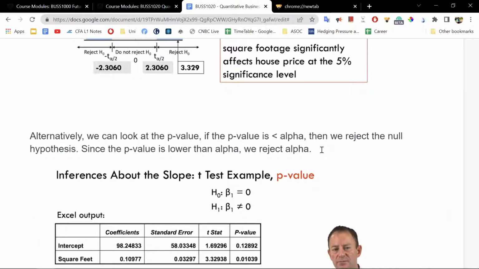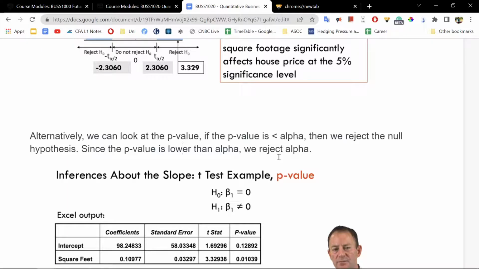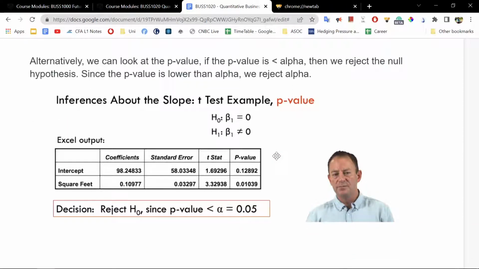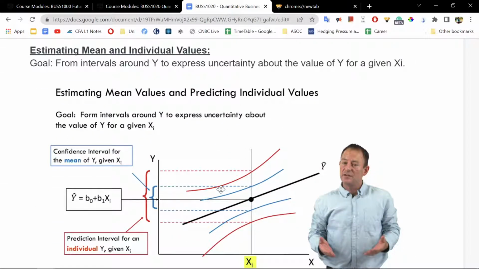All right. Alternatively, we can also look at the p-value. Once again, we always have the saying: when p-value is small, H naught must go. Right here the p-value is very low. The p-value is less than 0.05, so we reject H naught since the p-value is less than the alpha of 0.05. Okay, next we have estimating mean and individual values.